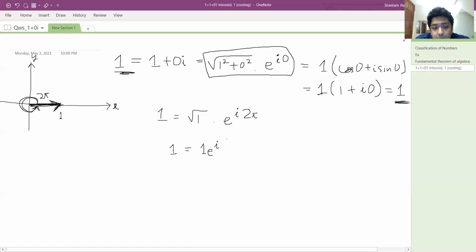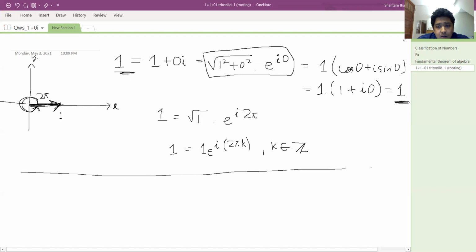theta can be not just 2 pi, but any multiple of it. So I'm going to write it as 2 pi times k, where k is an integer. And why am I saying integer and not natural numbers? Well, if k is -3, that means I go around this circle 3 times, but in the opposite direction, still the same thing, right? So this is how I would represent 1. Awesome.